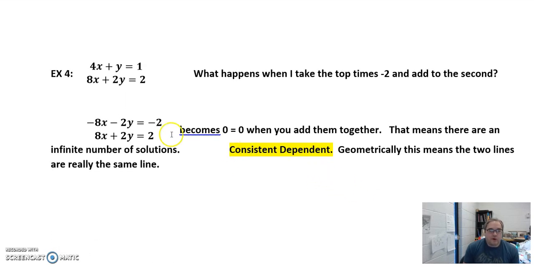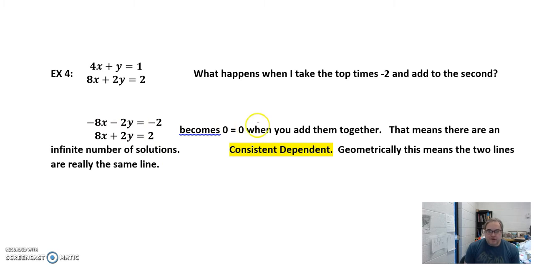Okay, example 4. Again, look at this yourself. You should be looking and thinking, oh, what can I take this times to get rid of something? Well, negative 2, that'll probably work. That'll get rid of the y's. And when I take the top times negative 2, add it to the bottom, all this becomes 0, all that becomes 0, 0 equals 0.